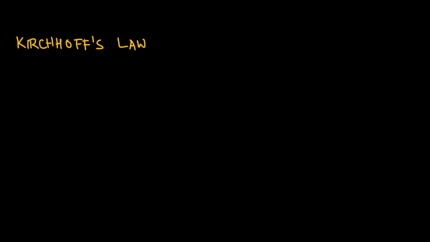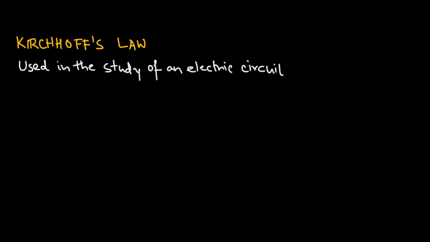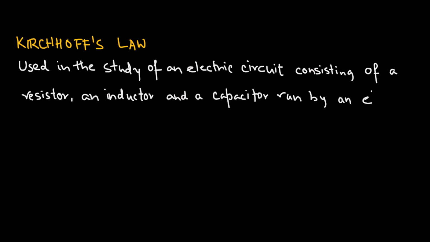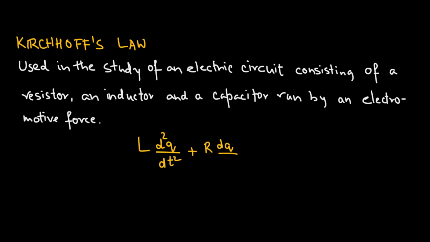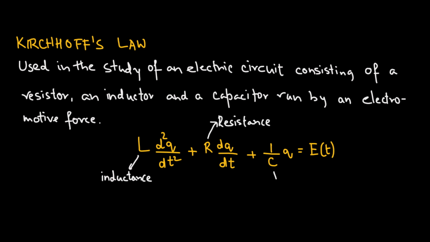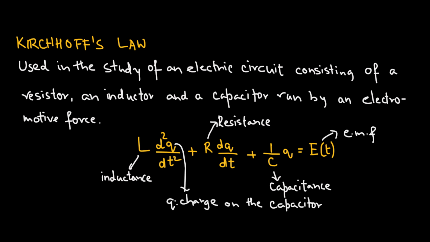Kirchhoff's law. Used in the study of an electric circuit consisting of a resistor, an inductor and a capacitor run by an electromotive force. L times the second derivative of q with respect to t plus R times the first derivative of q with respect to t plus 1 over C times q equals E of t. Here L is the inductance, R is the resistance, C is the capacitance, q is the charge on the capacitor, and E of t is the electromotive force.